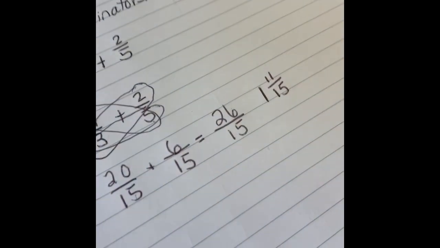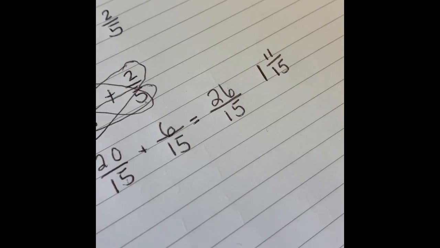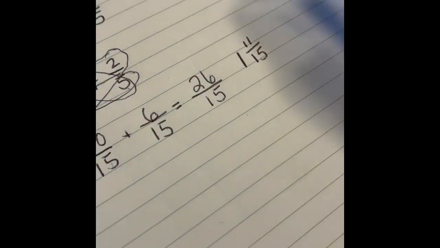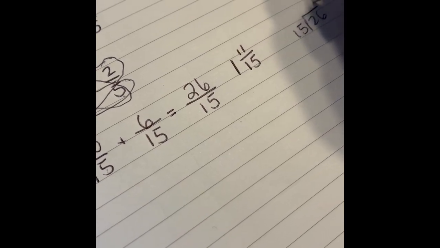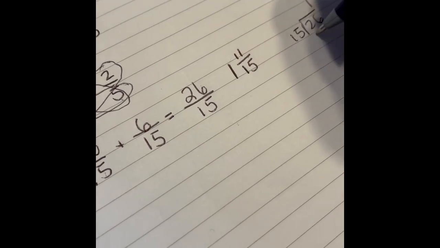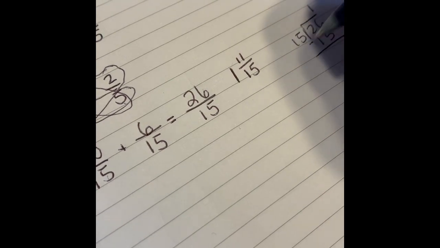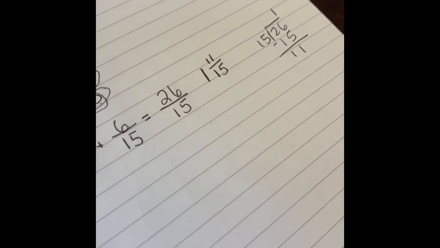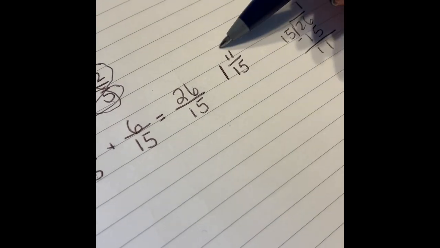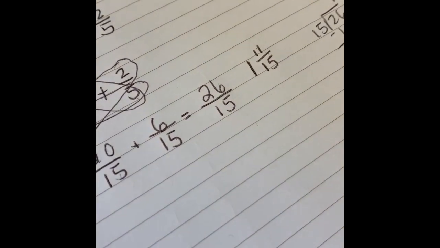So I have 1 and 11 over 15 is how I could write that as an improper fraction. And I can do it over here. I say 15 goes into 26 1 time. 1 times 15 is 15. And when I subtract, I get 11 left over. So that becomes my new numerator, and I keep my same denominator.